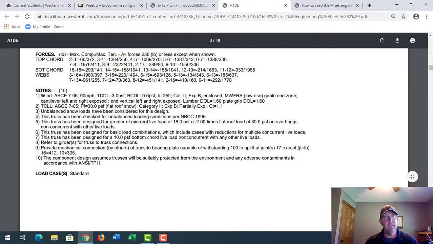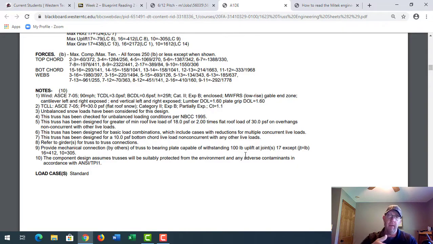So if you notice here, this is a bunch of stuff that I really don't even know what it all means, and it's telling you unbalanced snow loads have been considered, all this other stuff. This truss has been designed for basic load combinations. Refer to the girders for truss to truss connections, provide mechanical connection of truss to bearing plate, capable of withstanding a 100-pound uplift. So here we're talking about hurricane clips and things like that to tie the trusses to the wall. So what I'm telling you guys is you'll see certain information here based on that particular truss.